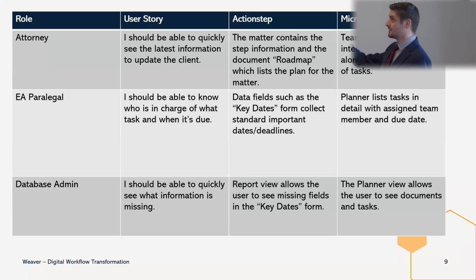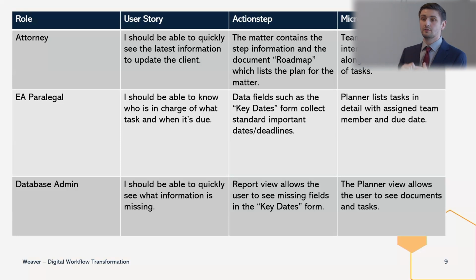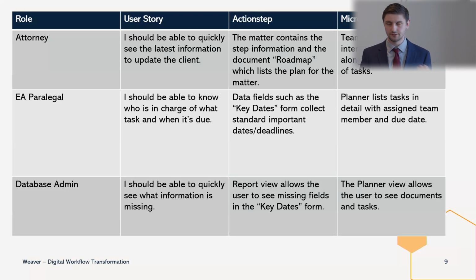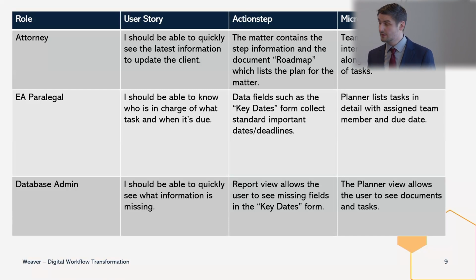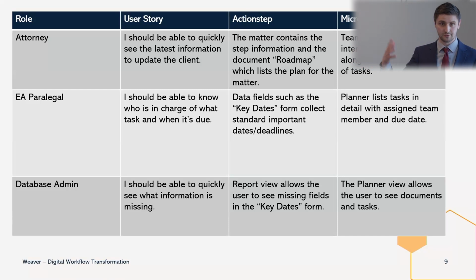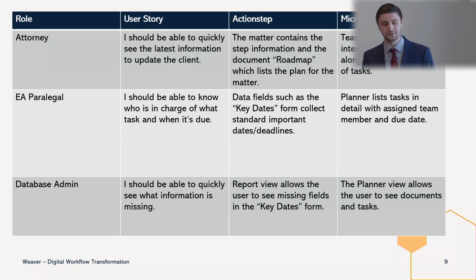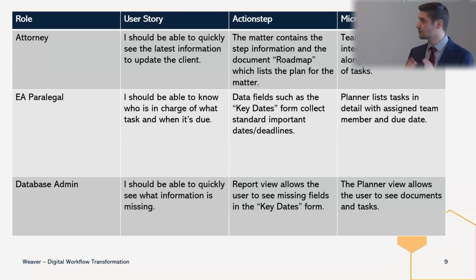Then he'll also have Teams, where he can look back into the recent chat or post history, see the current status of tasks, or even just see what type of tasks are in there. So just two different places he has to look to be able to confidently say to the client, here's what's going on. Now the EA paralegal, the one who's going to be in charge of overseeing the whole matter, I should be able to know who is in charge of what task and when it's due.